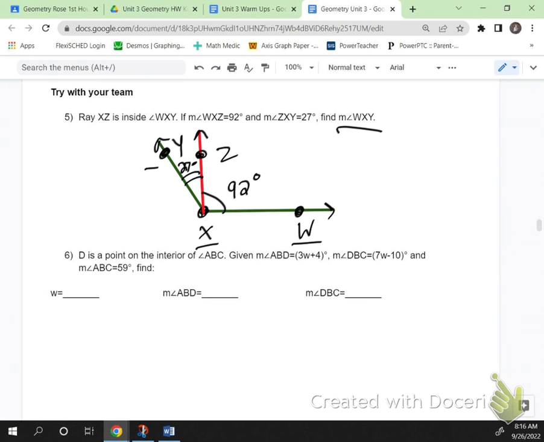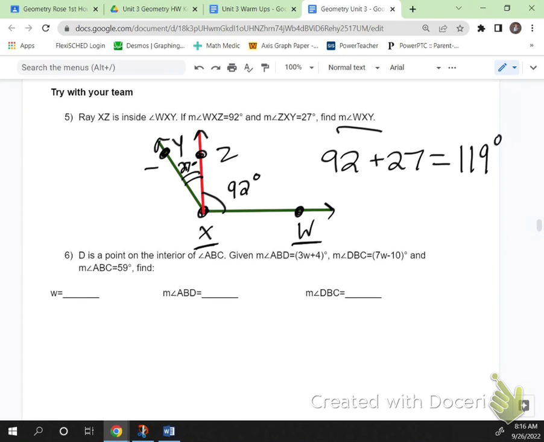Might be skipping a step, like 92 minus 27. Oh, not quite. Not quite. What do you think? You just add the 2 degrees together. Yeah, we have both angles now, and we're finding the big one, so we're going to add them together. I know in example 4, we subtracted, but in example 5, we should add them.